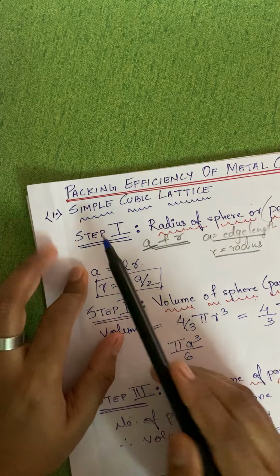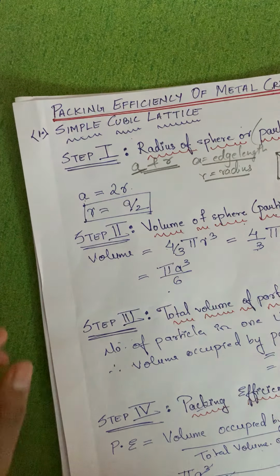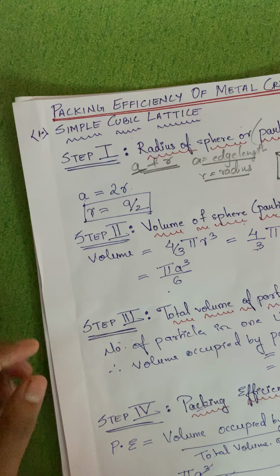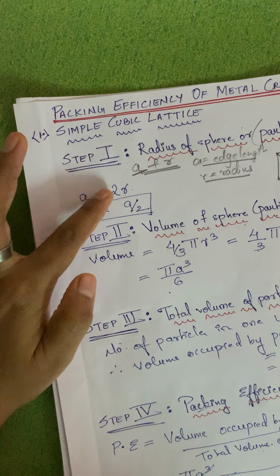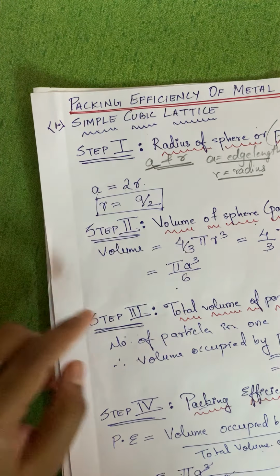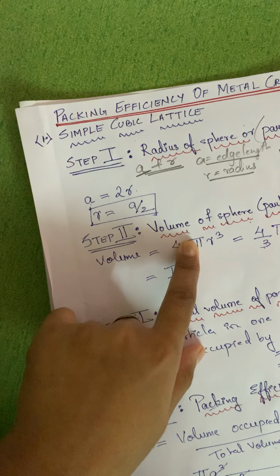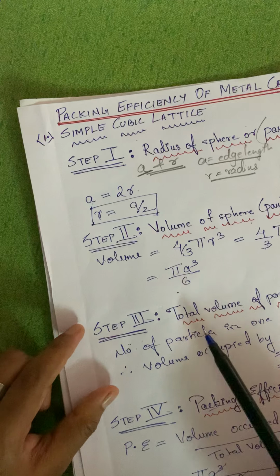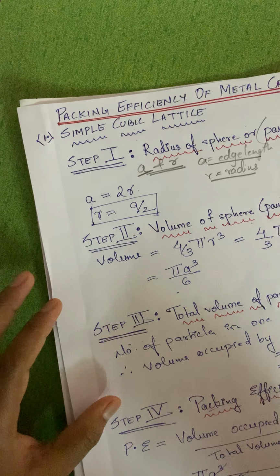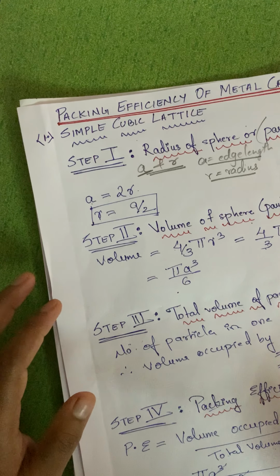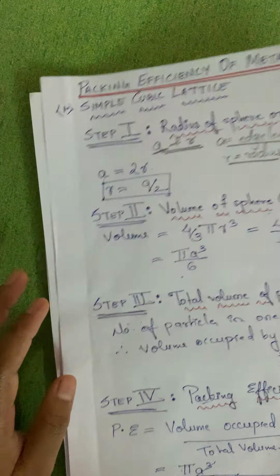Okay. So we have to remember the steps for doing BCC as well as FCC. So what are the 4 steps? Step 1, you have to find out the radius. That means you have to find the relation between A and R. Step 2, you have to find volume of a sphere. Step 3, you have to find the total volume of sphere. And step 4, packing efficiency. These 4 steps will be followed for BCC as well as FCC. Okay, so let's start.